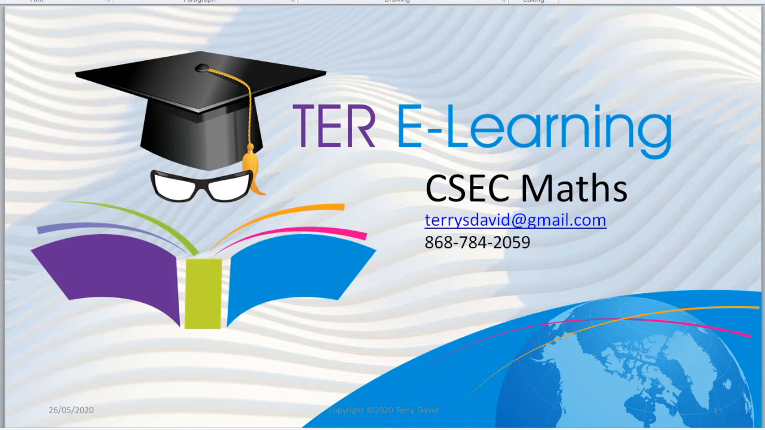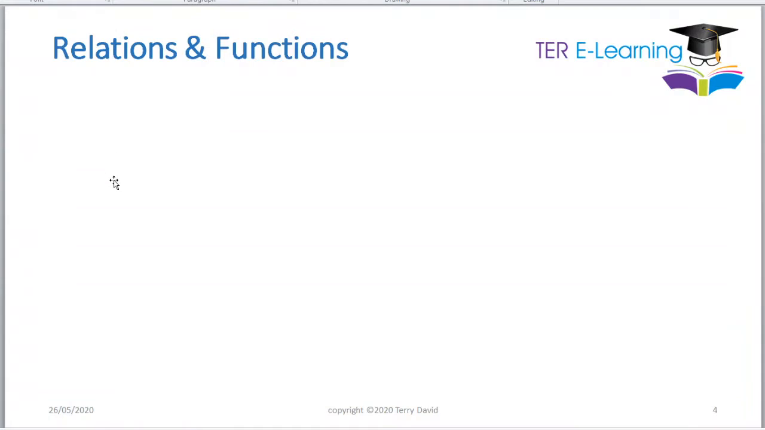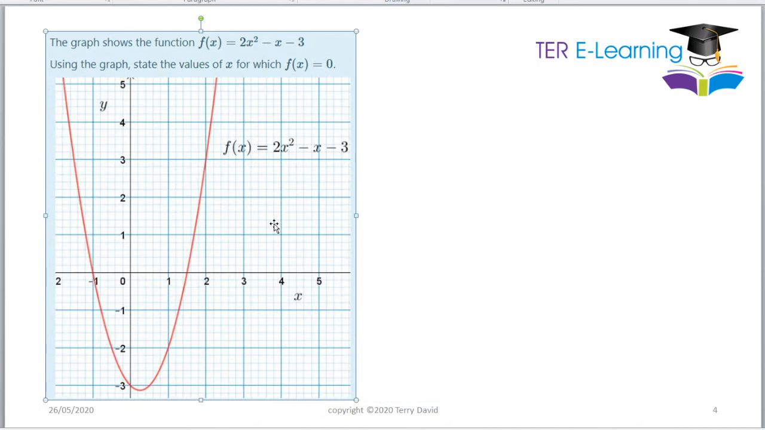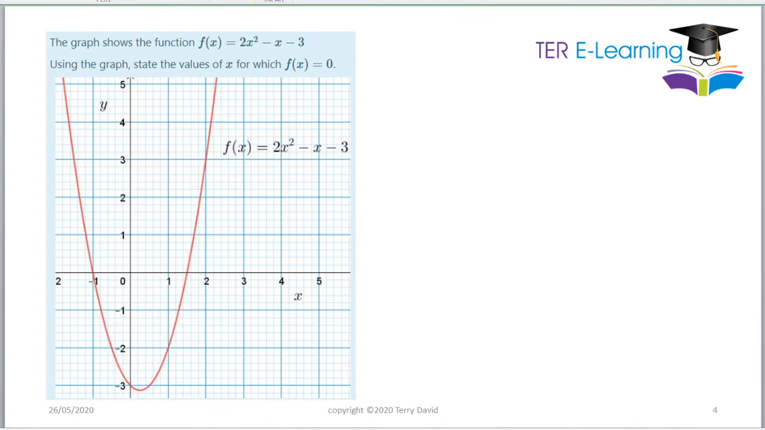So starting with the first question, right? Now, because the quiz usually randomizes the questions, these questions may not necessarily correspond to the numbers that you have, right? So for example, this is one of the first questions on the paper, right? The question says the graph shows the function 2x squared minus x minus 3, right? Using the graph, state the values of x for which f of x is equal to 0, right?